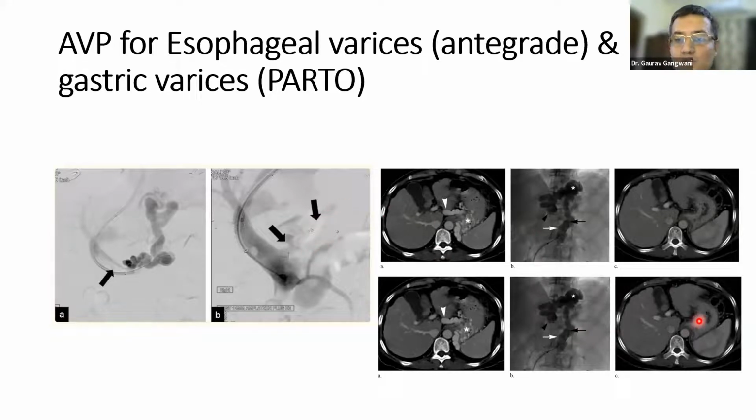Similar companion case being done for the same. And so PARTO is a good alternative to BRTO, like a CARTO. So instead of a balloon, you can always use a coil doing a CARTO or a plug doing a PARTO. So these are proximal occluders as we spoke, and they work well.